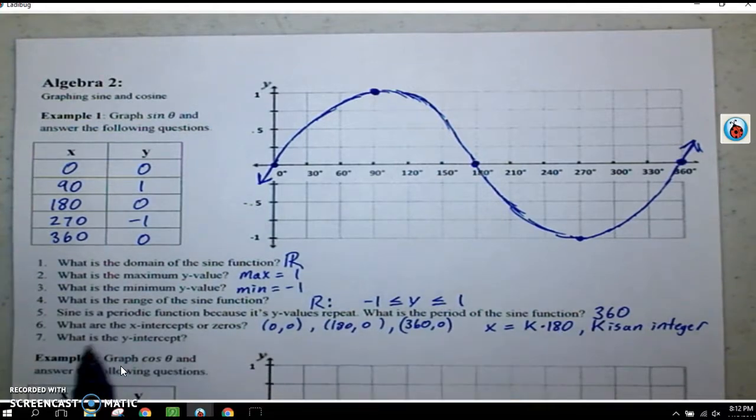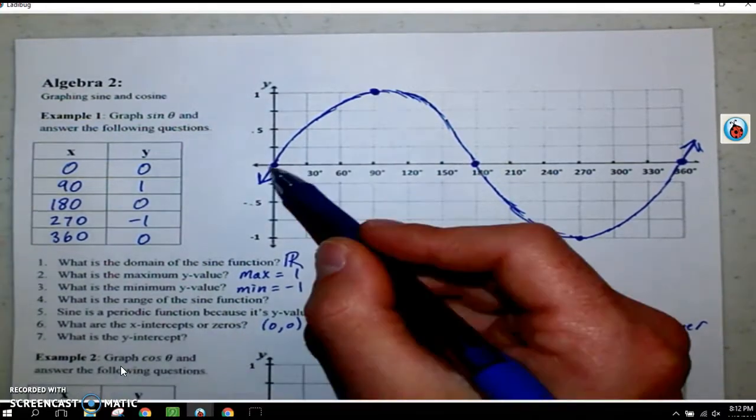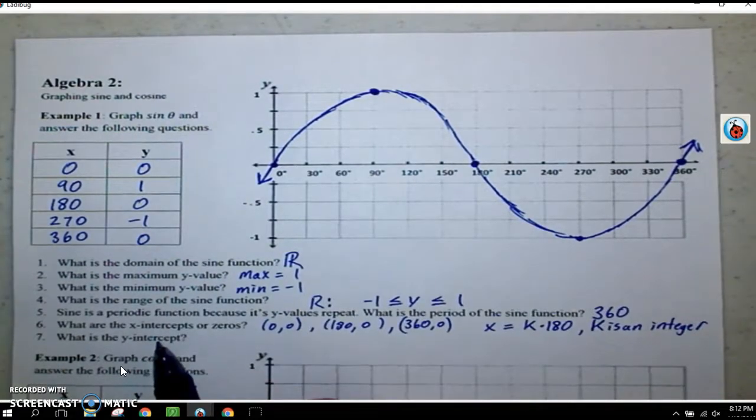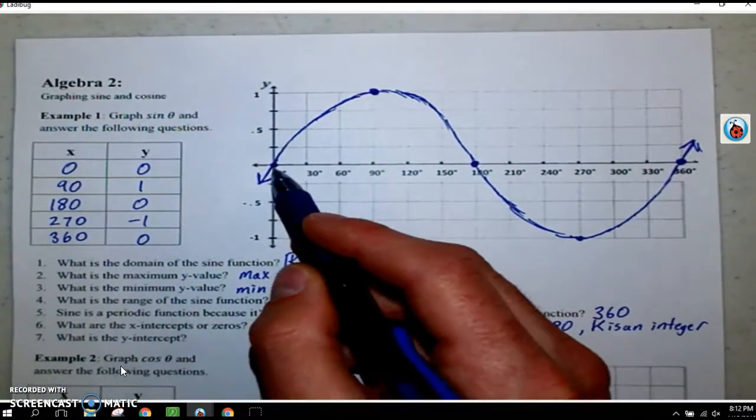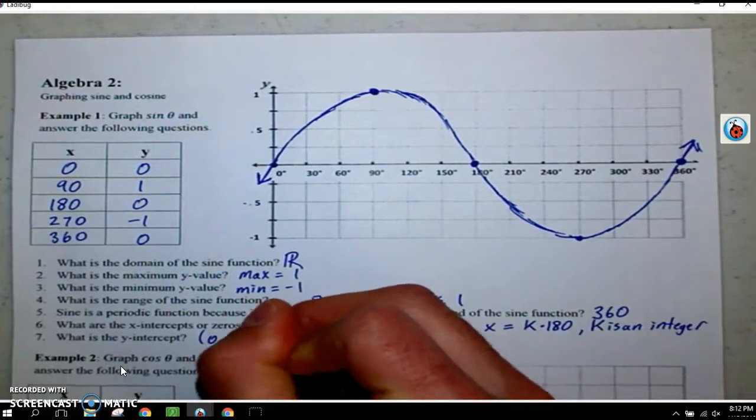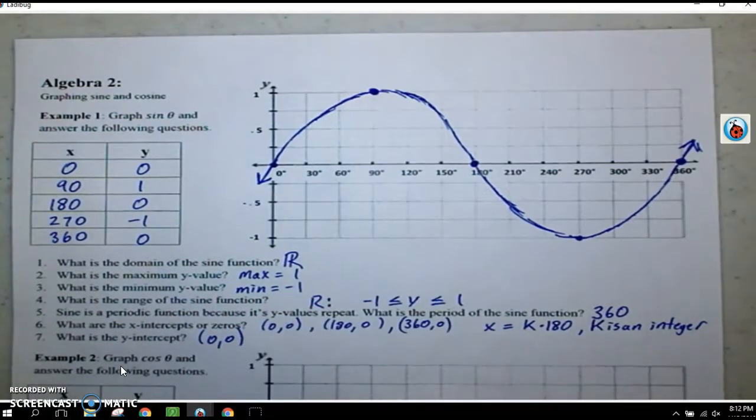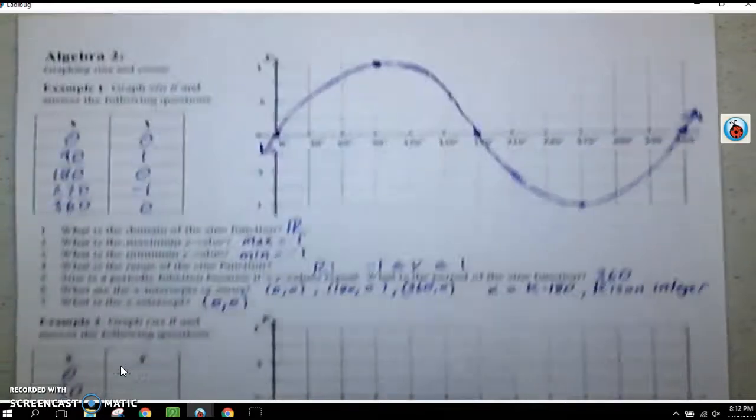All right. Now, what is the y-intercept? Well, there is only one of those. If I had multiple y-intercepts, it would fail the vertical line test, and it wouldn't be a function. My y-intercept is going to be at 0, 0, at the origin. All right. Now let's take a look at cosine.